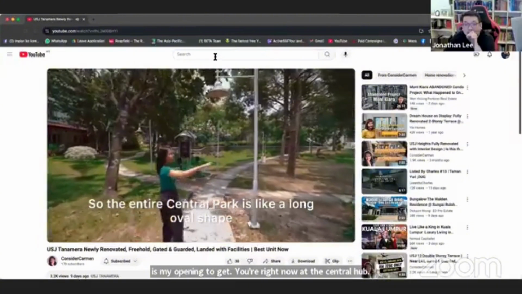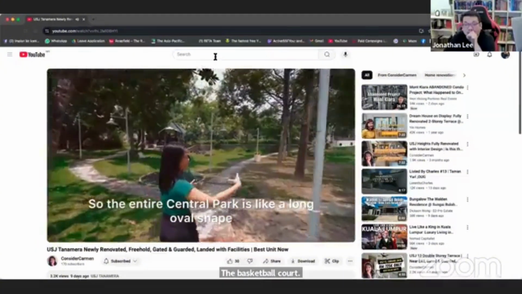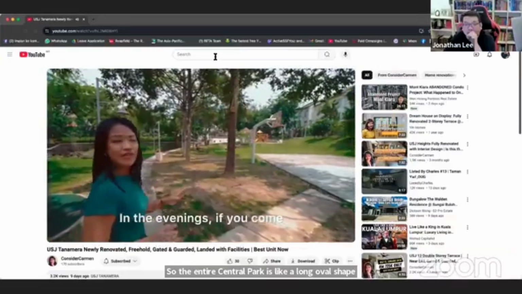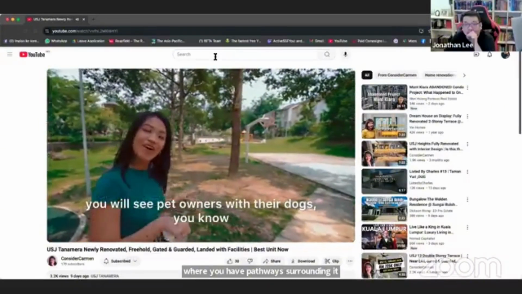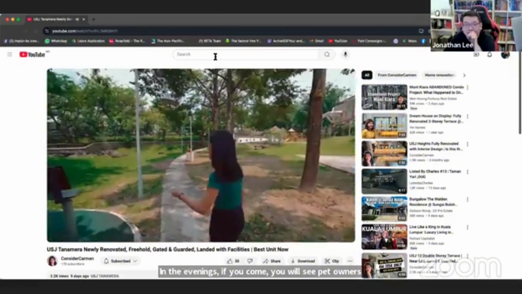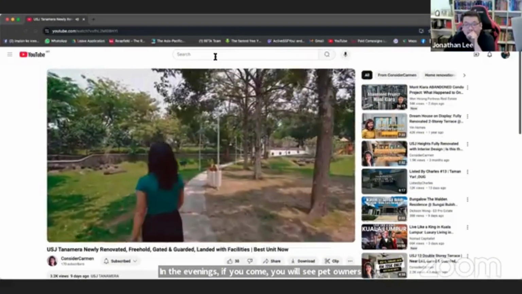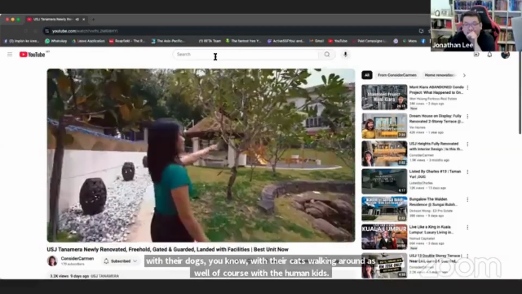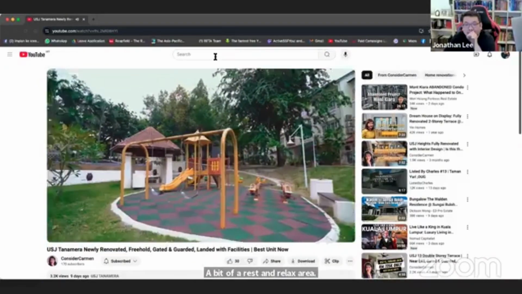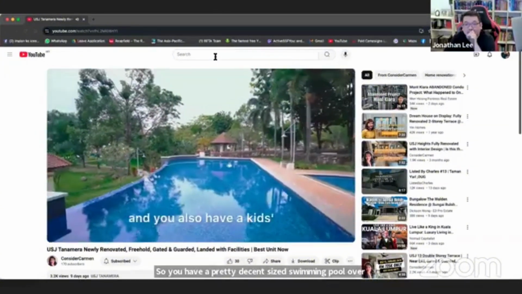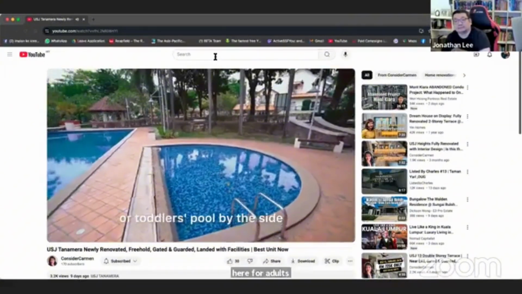So the entire Central Park is like a long oval shape where you have pathways surrounding it. In the evenings, if you come, you'll see pet owners with their dogs, with their cats walking around, as well, of course, with their human kids. Barbecue area, a bit of a rest and relax area, children's playground. So you have a pretty decent sized swimming pool over here for adults, and you also have a kids or toddlers pool by the side.